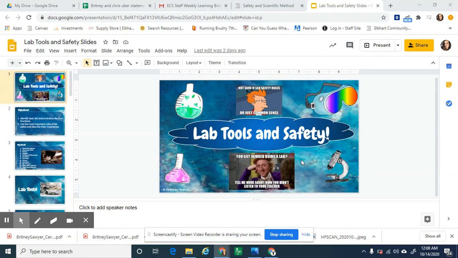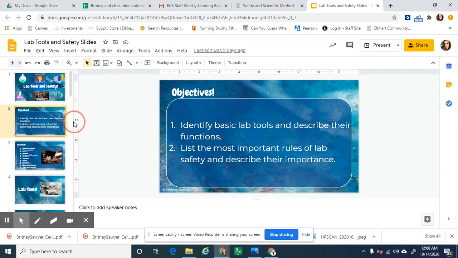Today we are going to be talking about lab tools and safety. Our objective is to identify basic lab tools and describe their functions. We are going to list the most important rules of lab safety and describe their importance.